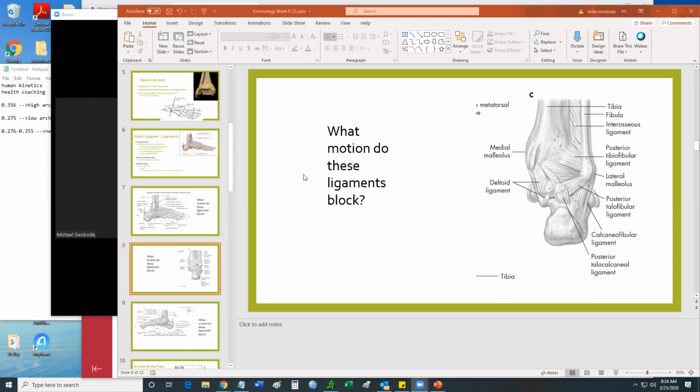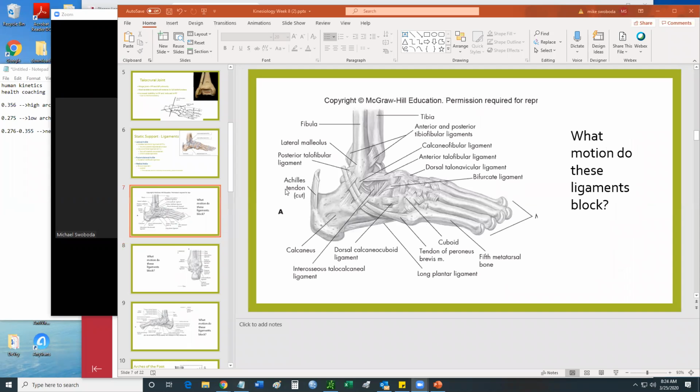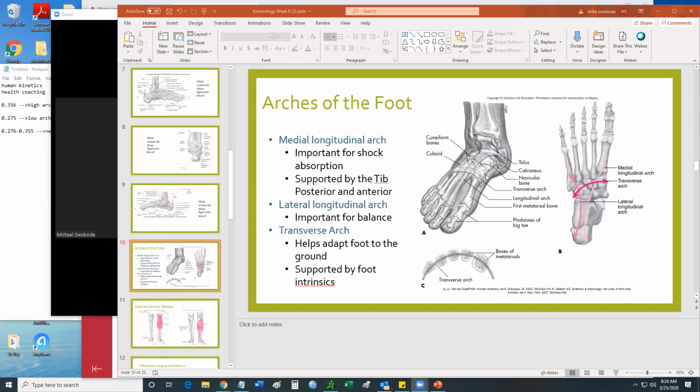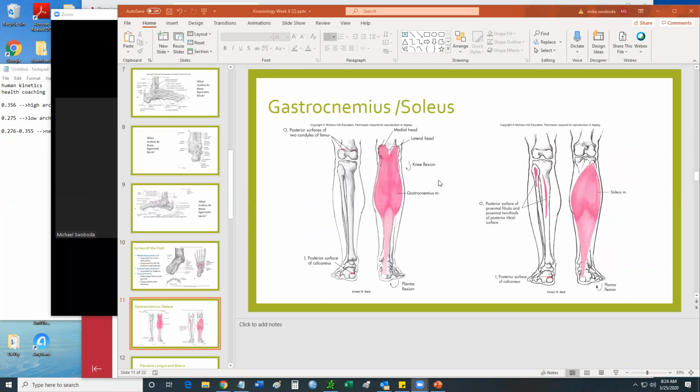So you just need to remember those along with your Achilles tendon. All right, the arches of the foot we'll get into in a minute because we're going to do a couple tests for that. The muscles you need to know. So there's a bunch of muscles in the foot and the ankle.